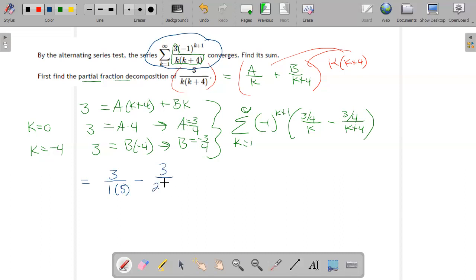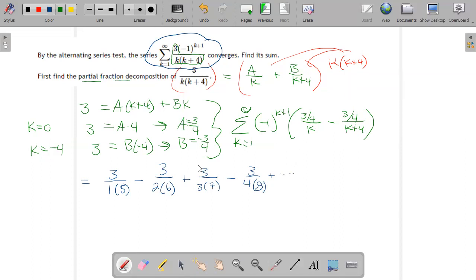3 over 2 times 6. And then I'm going to get a plus 3 over 3 times 7. And then a minus 3 over 4 times 8, and so on. And we could plug this into Desmos and get some partial sums, but I just want to look at it to start with. Always a good idea.